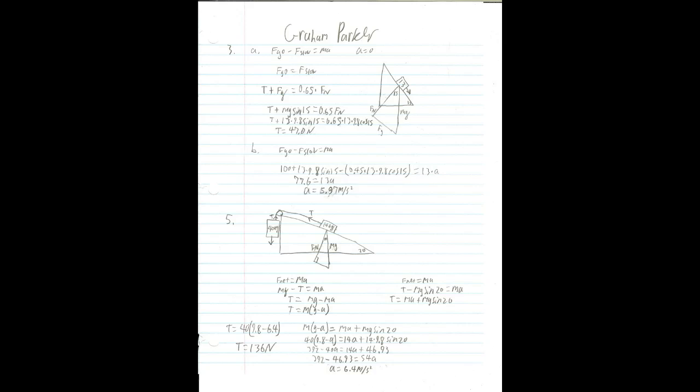Number 5 says, a system of masses is set up as shown in the diagram below. Find the acceleration of the blocks and the tension in the string between them. And it also says you can assume the surface is frictionless and the hanging block is moving down. So to solve this, you have to make an F net equation for each of the boxes. So after you do that, you just set the two equations equal, and you solve for the acceleration, which I got to be a equals 6.4 meters per second squared.